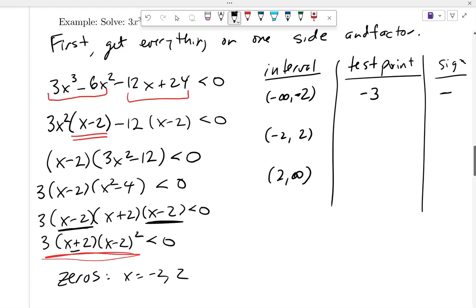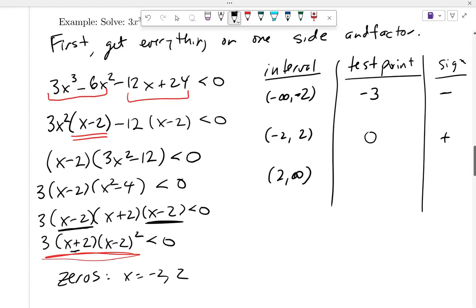Pick a test point between -2 and 2. 0. First factor is positive, and the second factor, since it's squared, is always positive. Positive times positive is positive. Again, if you need to write it out, please write it out. That's okay. If you need to put it in your calculator, put it in your calculator. That's okay. But all we care about is, is it positive or negative? We don't care about anything else. Okay.